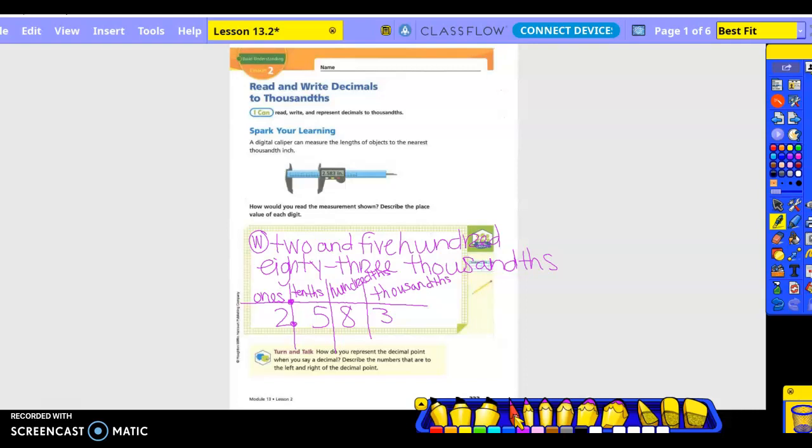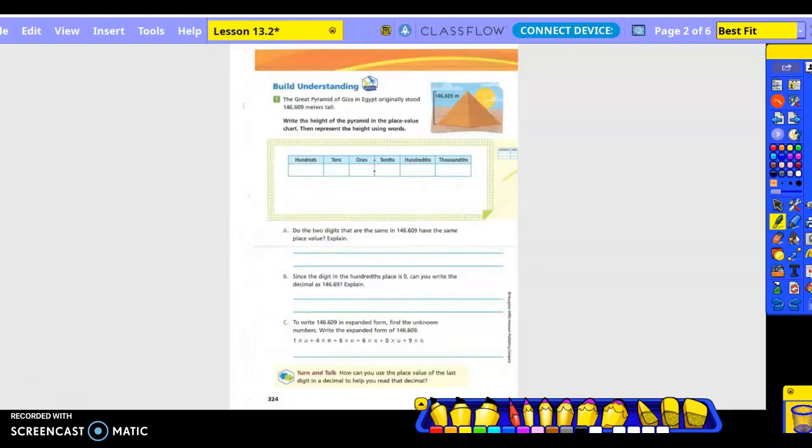And sometimes if we still struggle with our place value, what could we also get out to help us? Our math folder, right? Build understanding. The Great Pyramid of Giza in Egypt originally stood 146 and 609 thousandths meters tall. Write the height of the pyramid in the place value chart. Then represent the height using words.